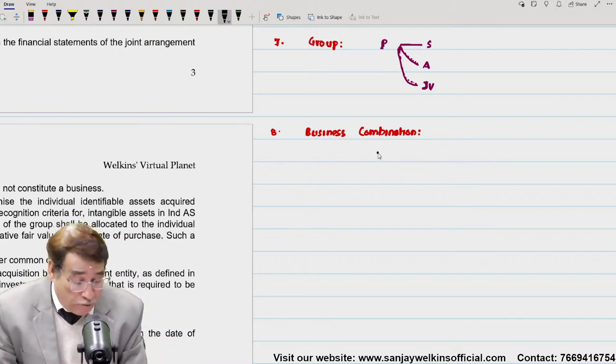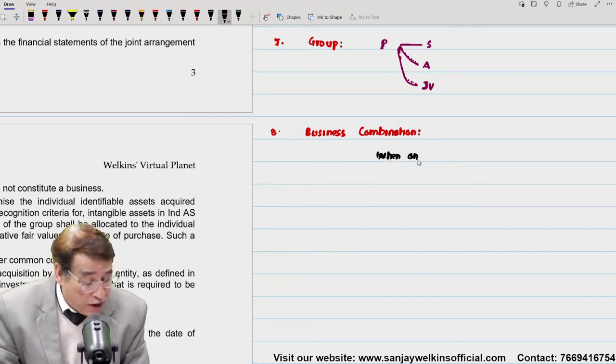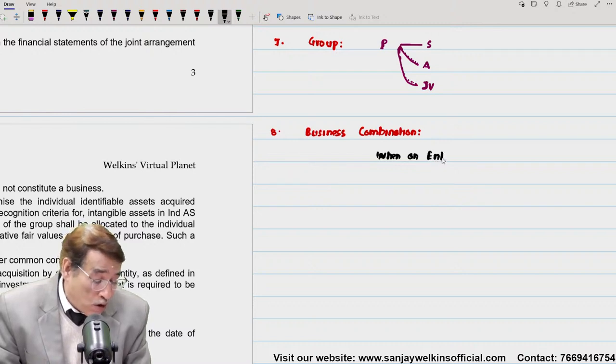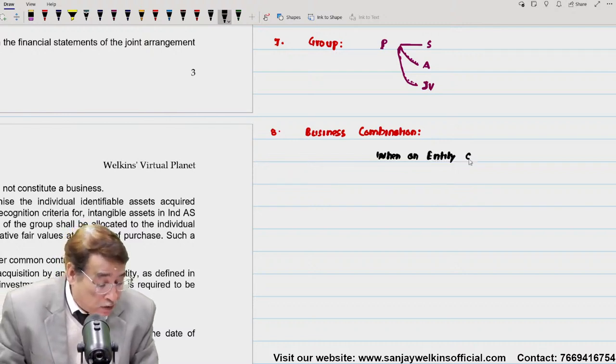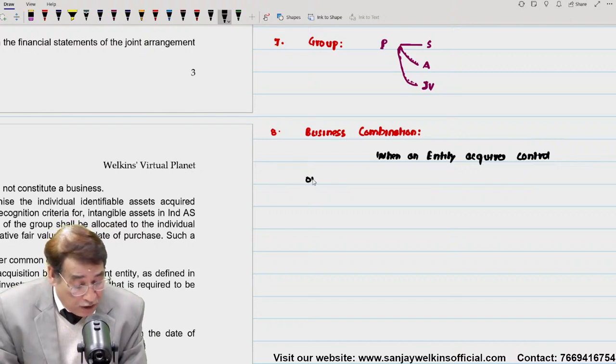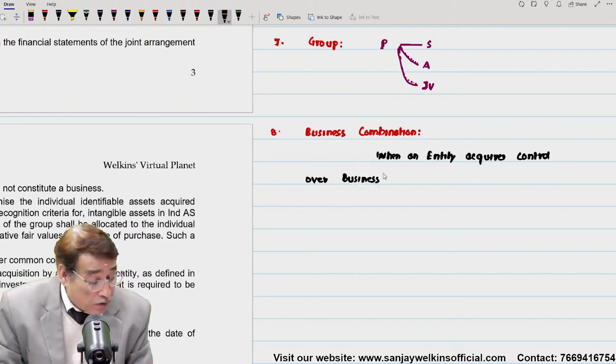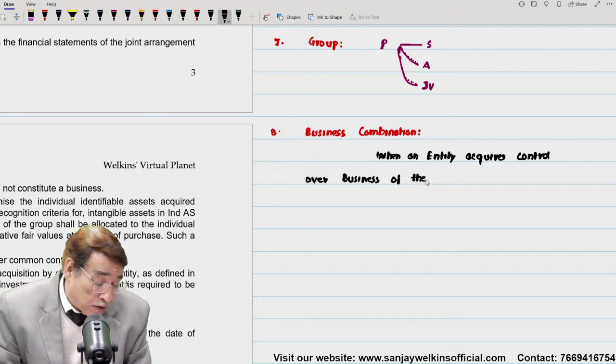So you simply write here: when an entity acquires control over the business of the other entity, then it is known as business combination. Clear?